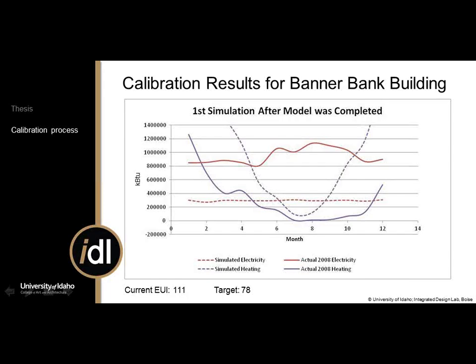The dashed lines are simulated, and solid lines are actual energy consumption. The red is electricity, and purple is gas consumption. The reason why we have smaller electricity use is because in the first one I used ideal loads. It's not going to take any of the inefficiency of the equipment in the simulation model.